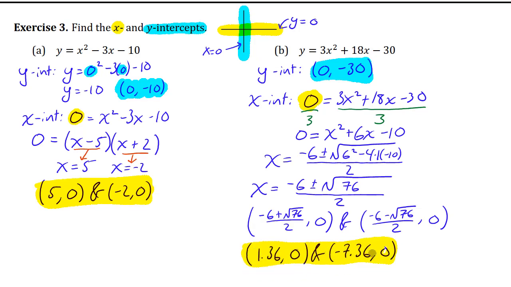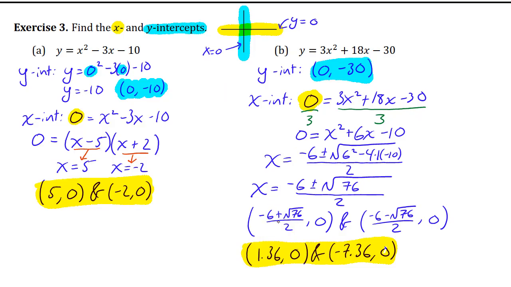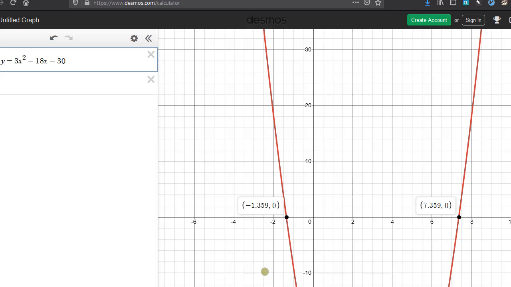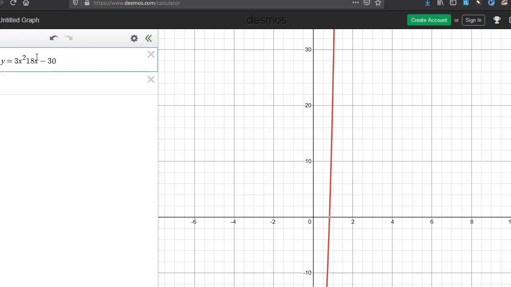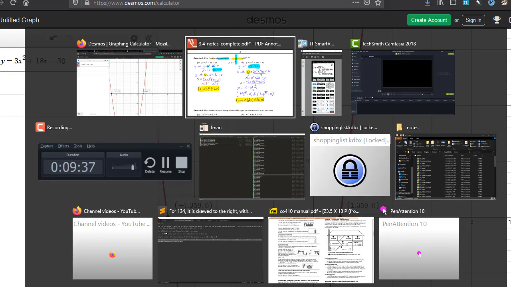Wait. Positive 7.359 and negative 1.36. Uh-oh. Did I make a mistake? Oh, I made a mistake here checking your answer. Okay, so that was supposed to be plus that. Okay, that was a plus 18x, which now... There. Okay, now it checks.